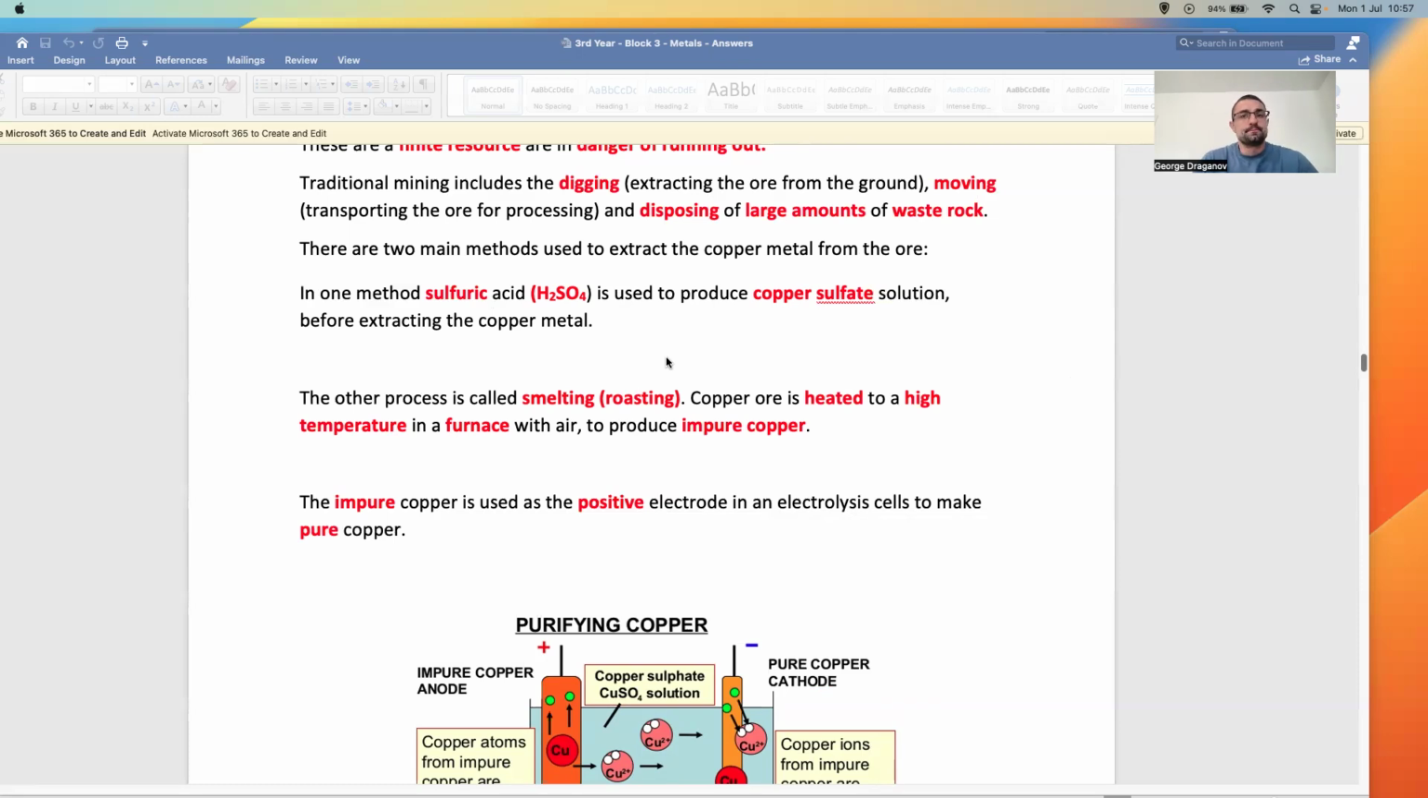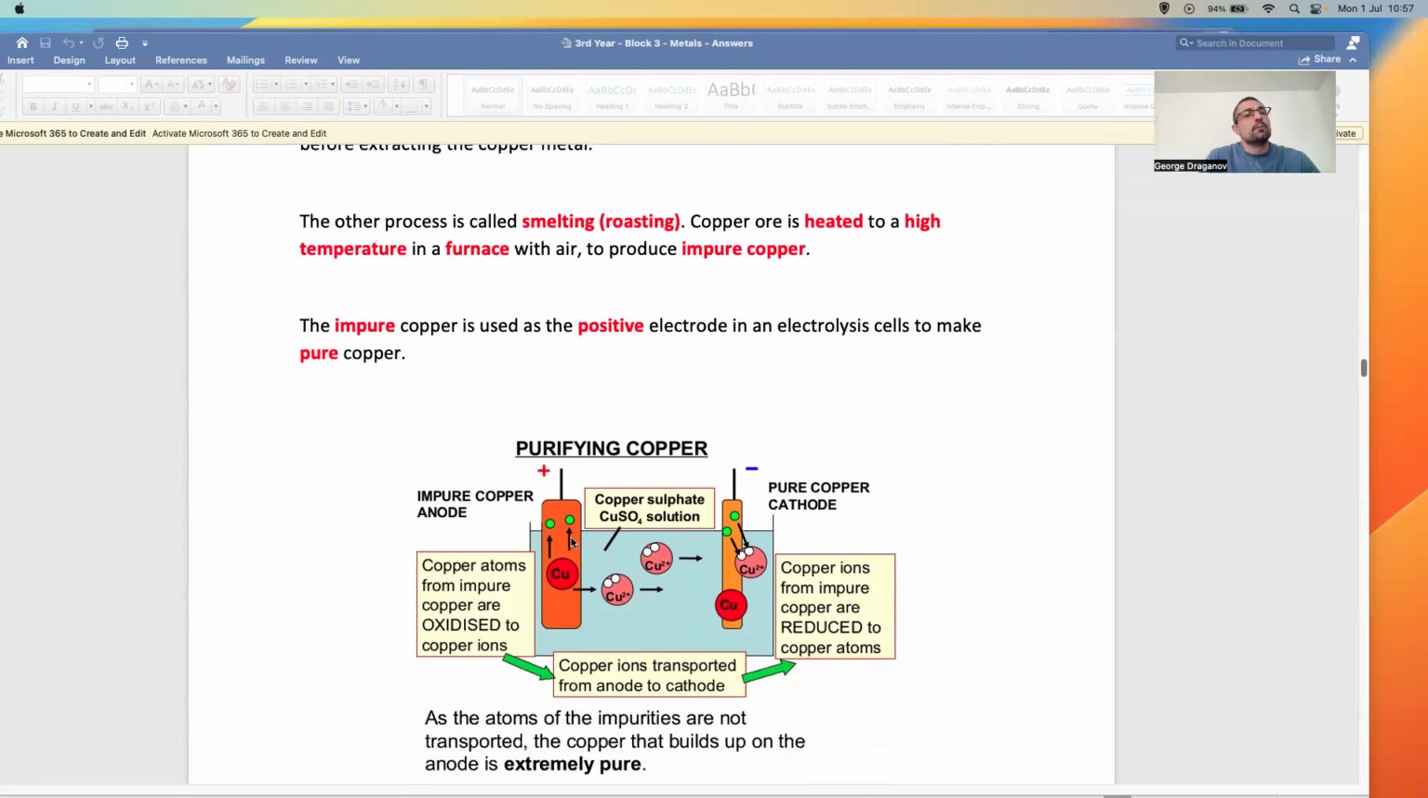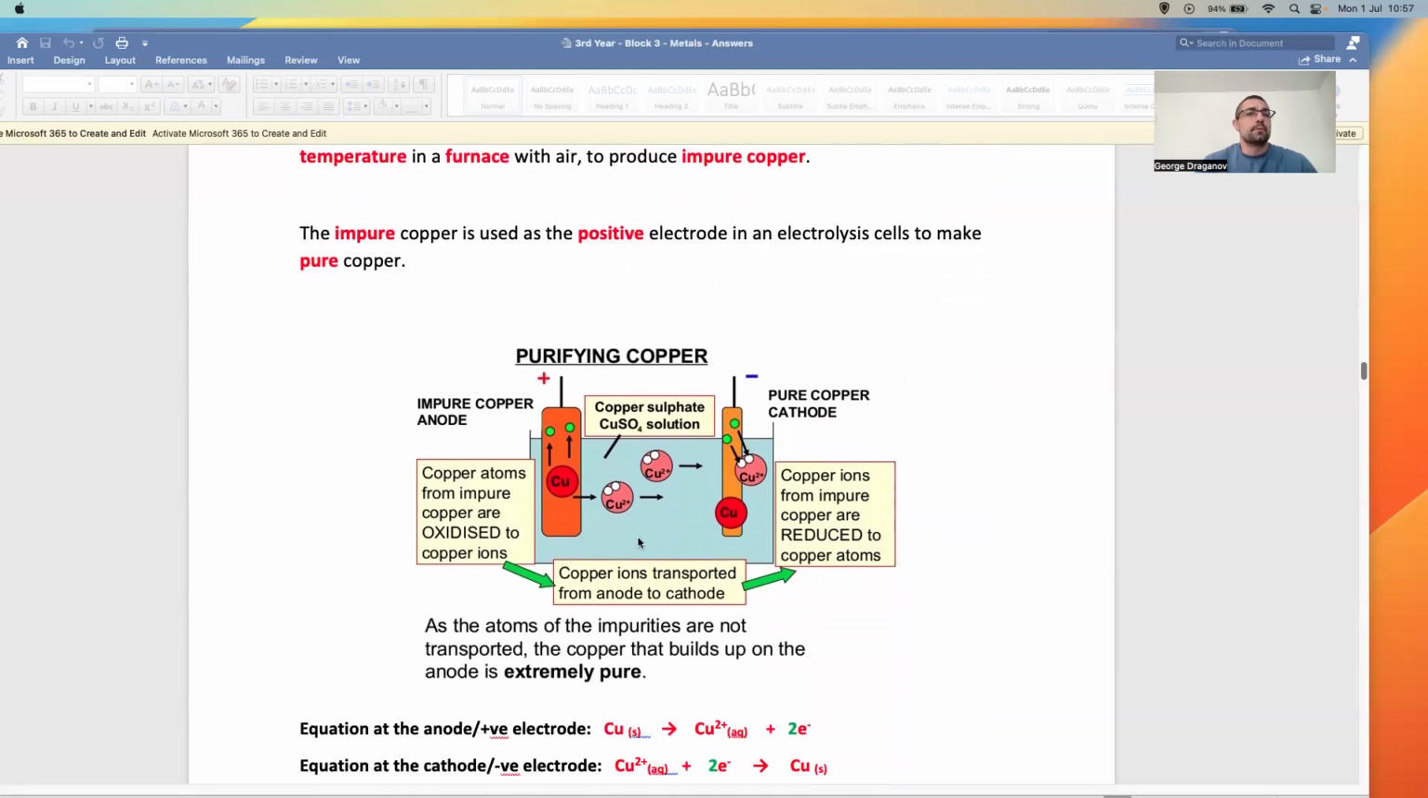The second method is called smelting or roasting. You take your copper oxide and heat it to a high temperature, and you end up making an impure copper. Now your impure copper is put as the positive electrode. On the negative electrode, you need some initial pure copper for this to work. The electrolyte has to be something containing copper, for example copper sulfate solution, aqueous.